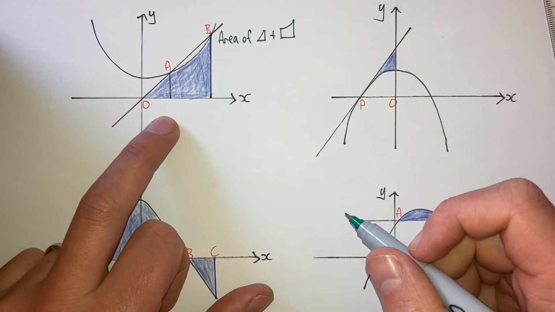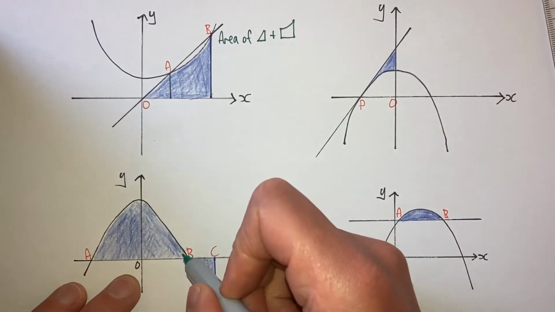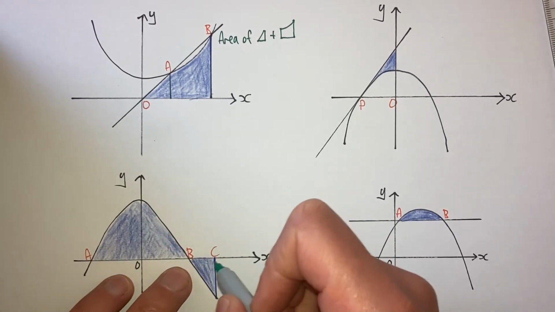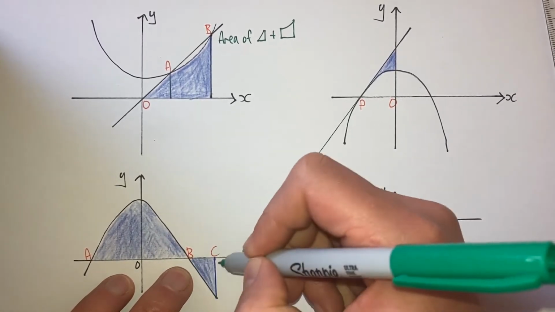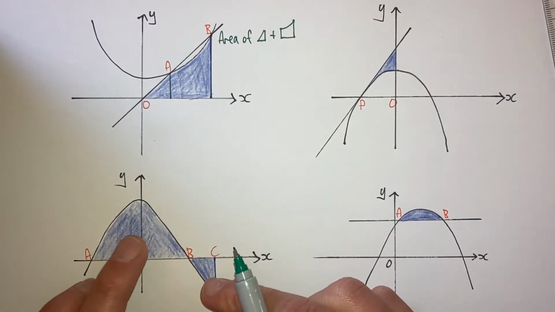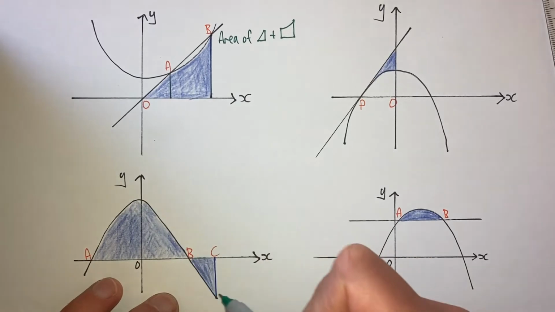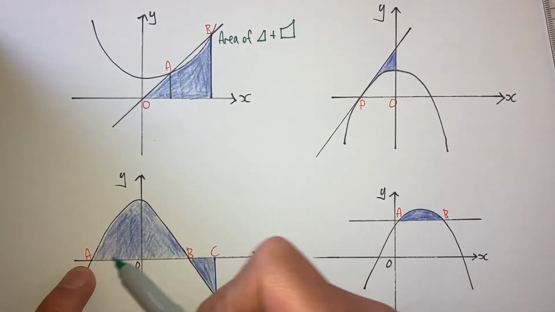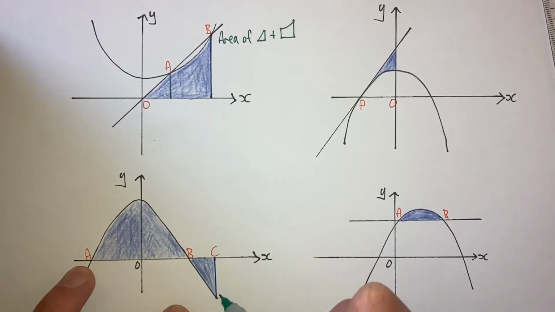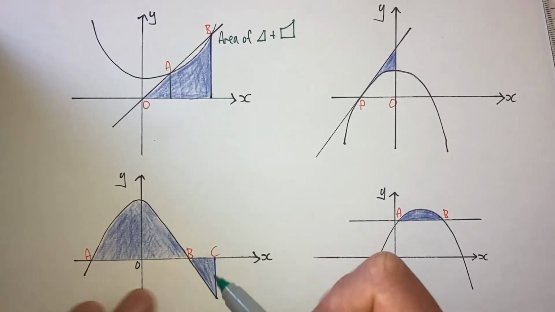In this one down here, we notice that some of the area is positive because it's above the x-axis, and then this area will be negative because it's below the x-axis. Here, we must treat the 2 areas separately and find the sum of the positive value of these areas. So we need this area between A and B, and this area between B and C, which will be a negative value, and then add the positive value of each of those. We cannot do it as one integral from A to C because it would give us the area of A to B minus the positive value of this area B to C.